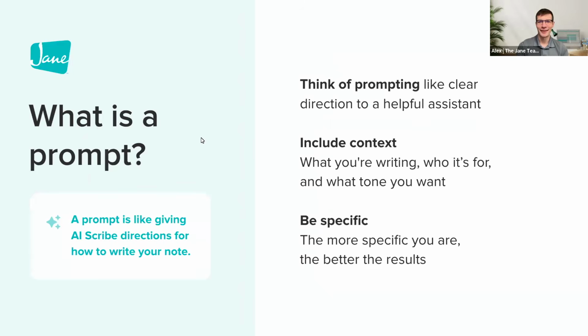Thanks, Lauren, and hi, everybody. Let's start with the basics. A prompt is simply the instruction you give to AI Scribe. Think of it like telling a colleague how you'd like your note written. The words you choose shape what comes back. Prompts matter because they set the tone, the level of detail, and even the format. If you want bullet points instead of paragraphs or a shorter summary instead of a full SOAP note, it all starts with the prompt.